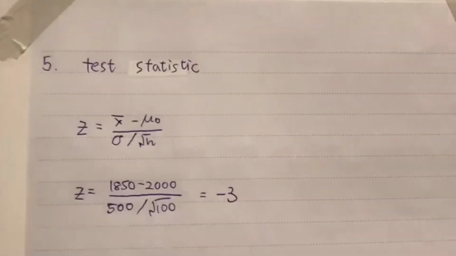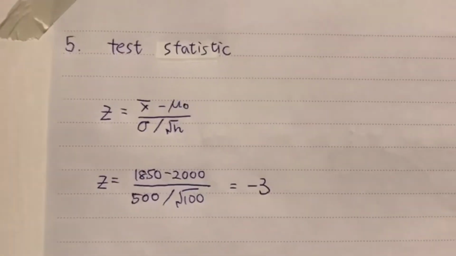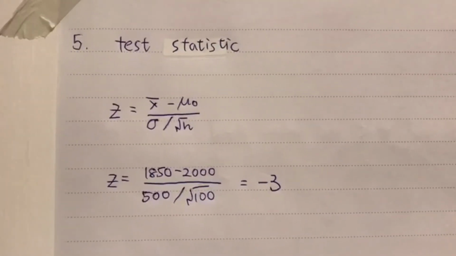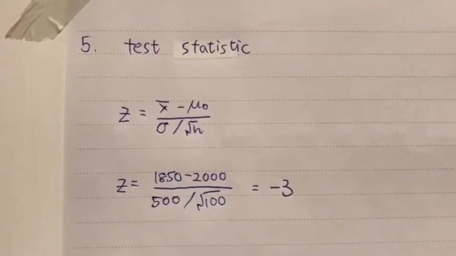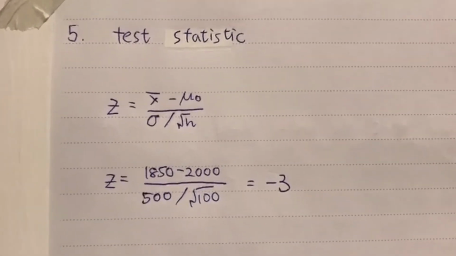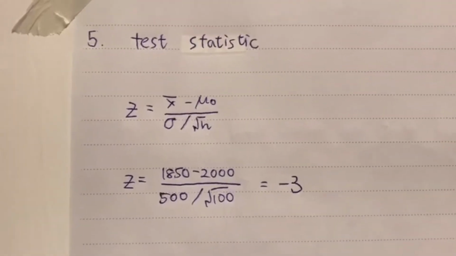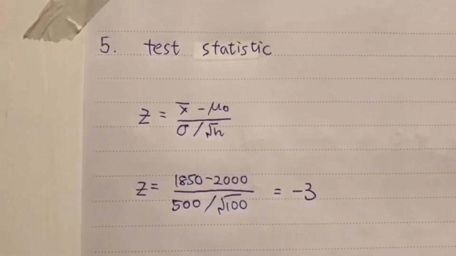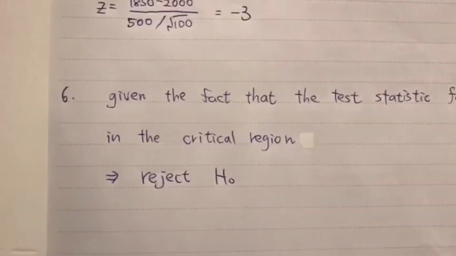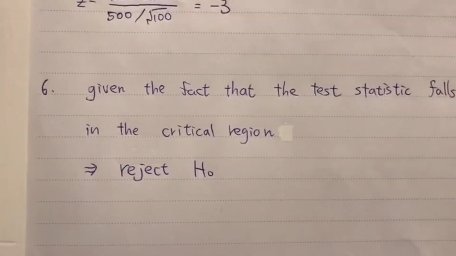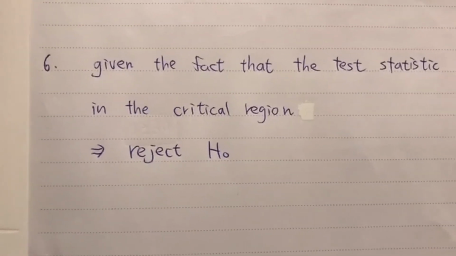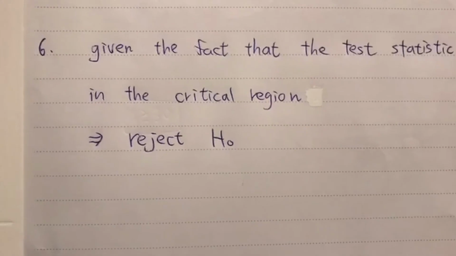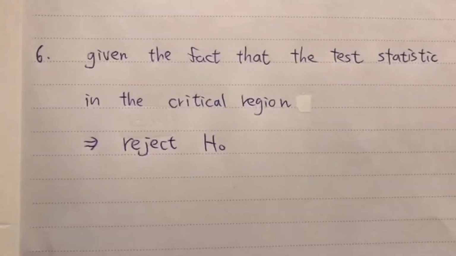Lastly, we have to find the test statistic, and here we would apply the formula, because the standard deviation is known, so we could just plug in the values given in the question. The test statistic for this question would be -3. Given that the test statistic falls in the critical region because -3 is smaller than -2.325, we could reject the null hypothesis and accept the alternative hypothesis.